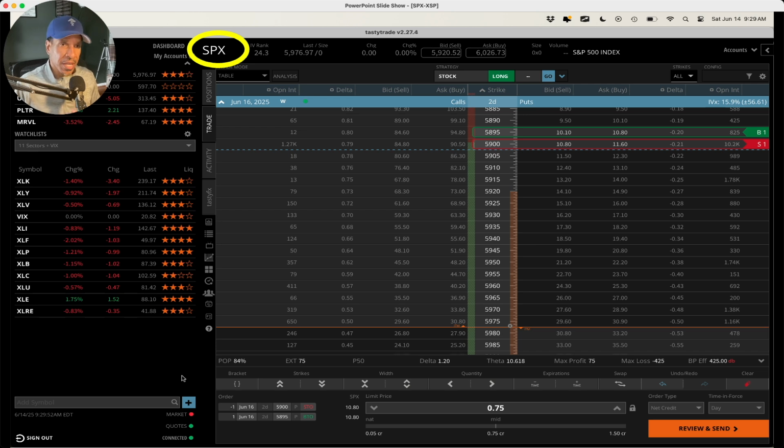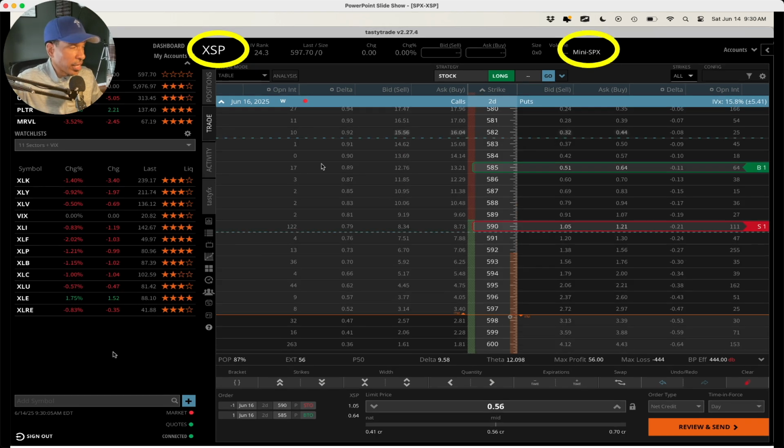particularly if you have a relatively small account. And a small account, I'm saying, is under $25,000. Some folks will say under 50K, but I'm saying if you're under $25,000, then you really don't want to be focusing on trading 0 DTE on the SPX. You really should be focusing on trading the mini SPX.